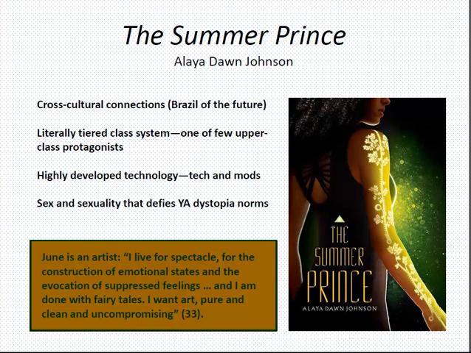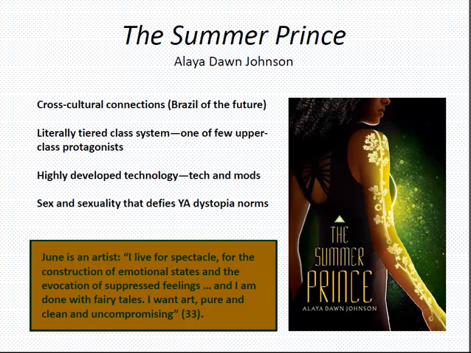And then my personal favorite, The Summer Prince, which I think in some ways is hard to even put in the YA category for a variety of reasons that we will discover. It is a quote-unquote teen book in most of the ways that it's listed. We see a lot of interesting cross-cultural connections. This is still an American dystopian context in Brazil of the future. We have a literally tiered class system and one of the few upper-class protagonists, also named June. So actually both of our Junes, June in Legend and June in The Summer Prince, are more upper-class girls. We have a lot of highly developed technology, tech, and mods. We have sex and sexuality that defies the YA dystopia norms.